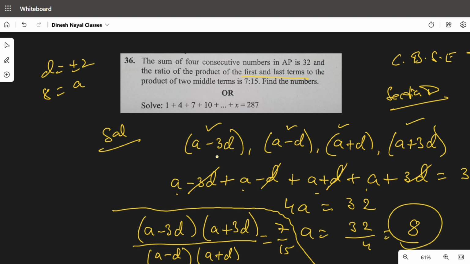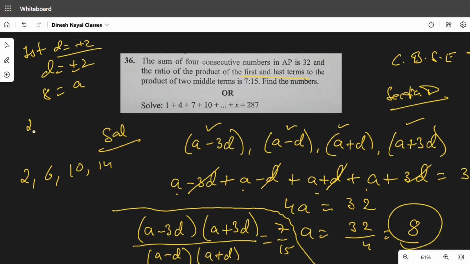8 minus, we are taking d as 2. First of all, in the first case we take d as plus 2. This is the first case. So 8 minus 3 into 2, which is 6, gives 2. Then 8 minus 2 is 6. Then 8 plus 2 is 10. And then 8 plus 6 will be 14. So 2, 6, 10, 14.